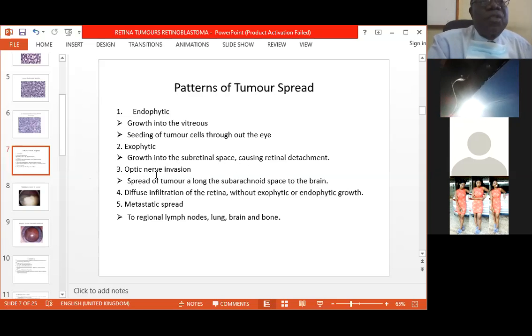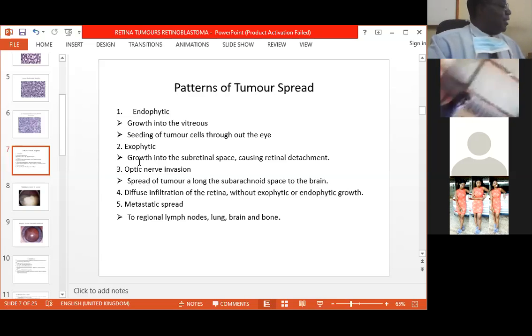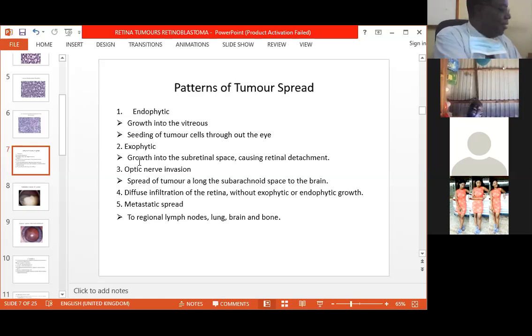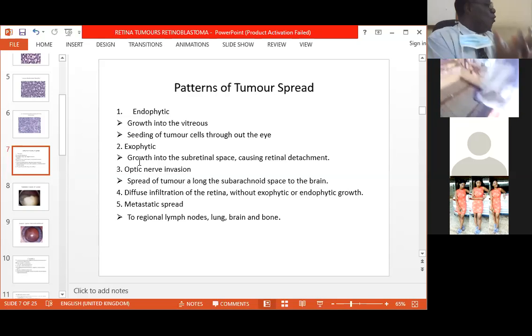You can have growth into the optic nerve, invading the optic nerve. You know that the optic nerve starts at the optic disc, because the fibers from the various cells within the retina exit the eyeball through the optic disc, then out as the optic nerve. Each cell within the retina has got a fiber which comes through the optic disc and out of the eyeball. Once it's out, it's referred to as the optic nerve.